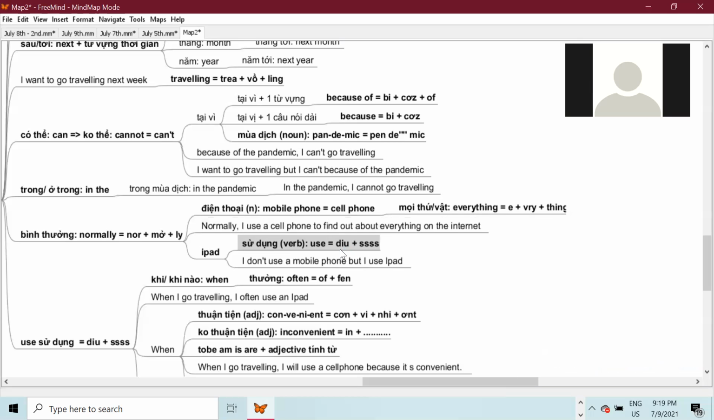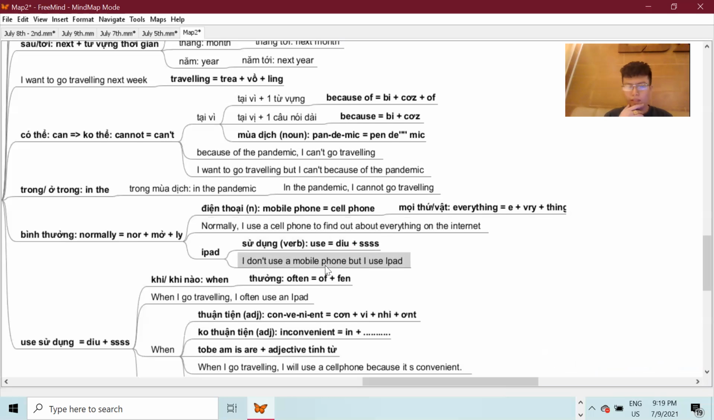Use. Yes, I don't use a mobile phone, but I use an iPad. Very good.